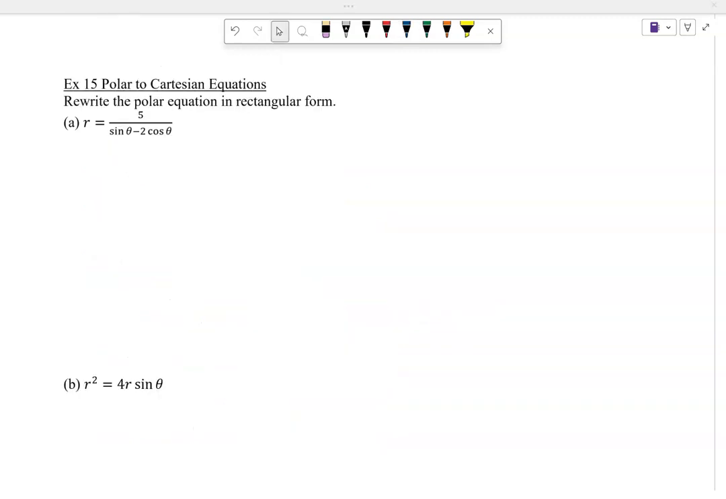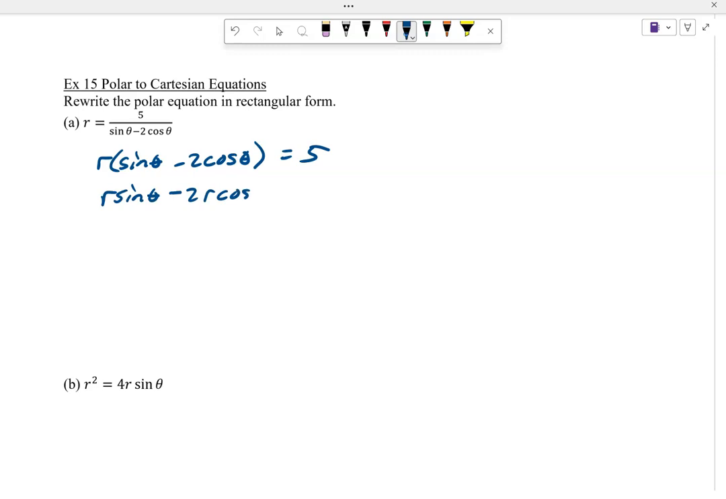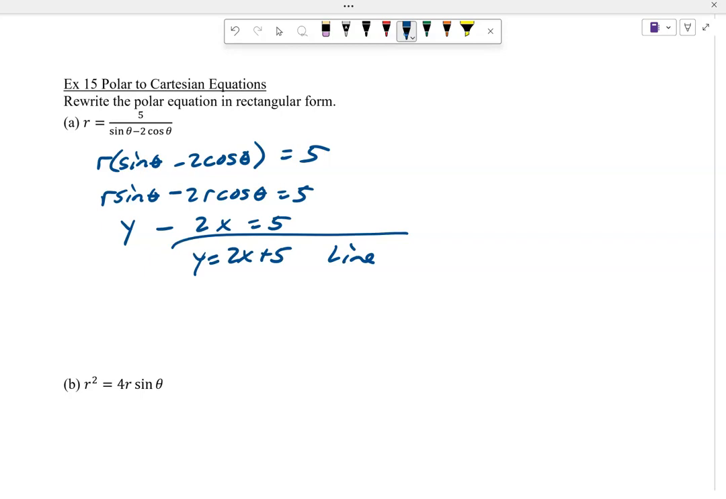These are good you-try-it problems as well. If you want to give these a go, that'd be awesome. Go ahead and multiply both sides by that sine theta minus 2 cosine theta, and take that r through. That's y. That's x. Let's see, we got y equals 2x plus 5. So this is just a line.